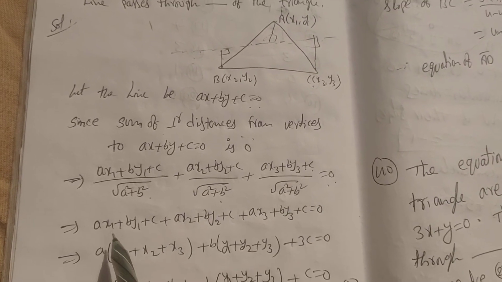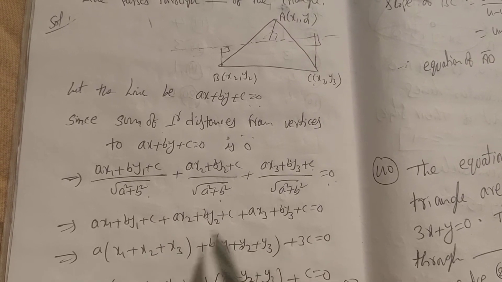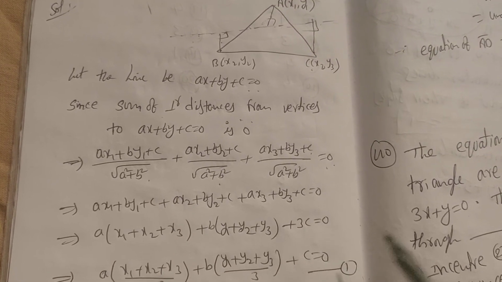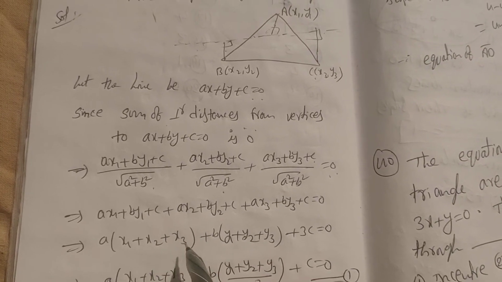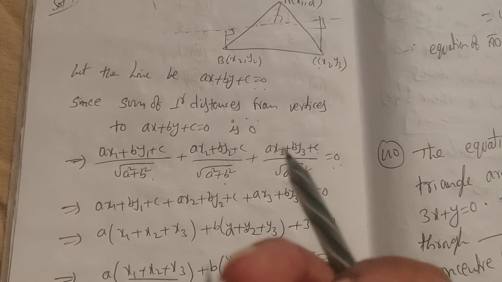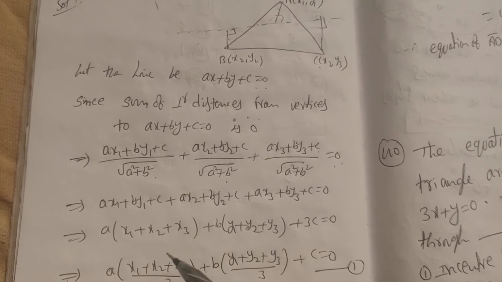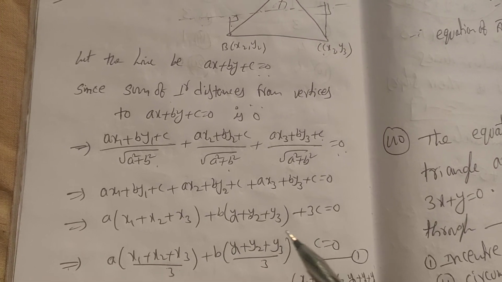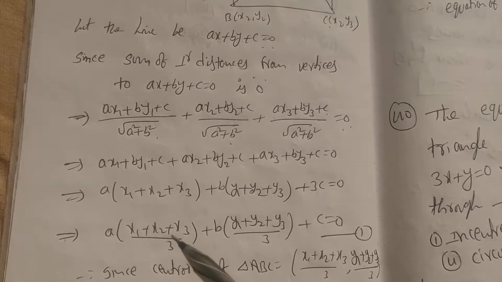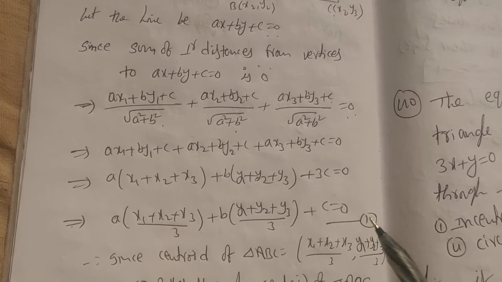So if you take a common, (x1 + x2 + x3), if you take b common, (y1 + y2 + y3), and we have 3 c's there, so plus 3c is equal to 0. Now divide this entire equation by 3, because x1 + x2 + x3, y1 + y2 + y3 appear in the centroid formula, which is ((x1 + x2 + x3) by 3, (y1 + y2 + y3) by 3). So we get a into (x1 + x2 + x3) by 3 plus b into (y1 + y2 + y3) by 3 plus c is equal to 0.